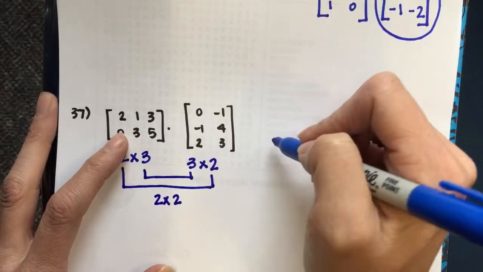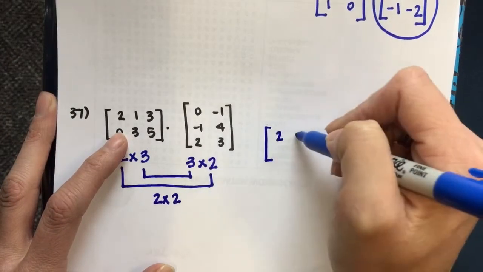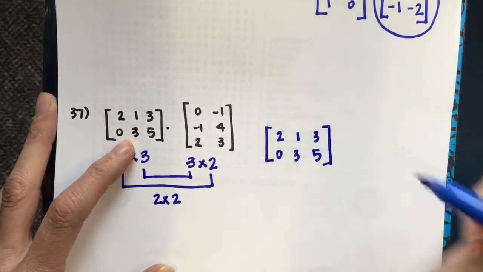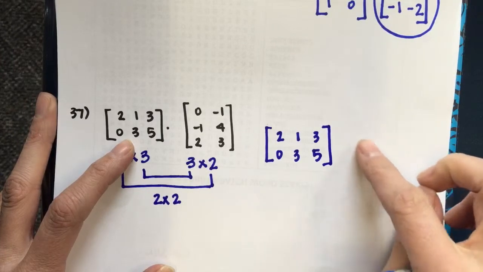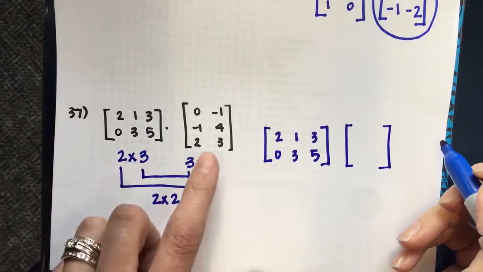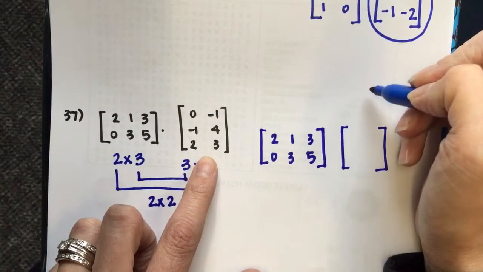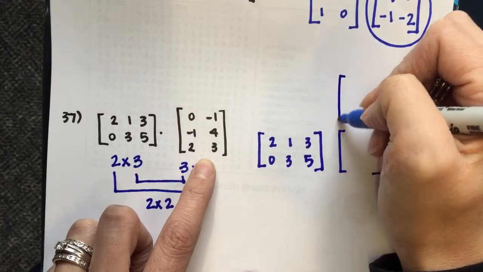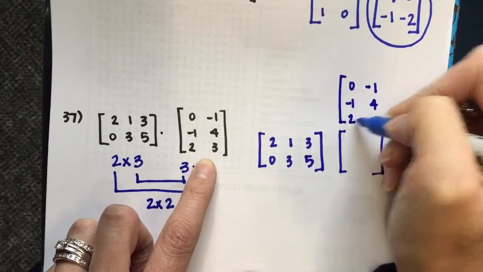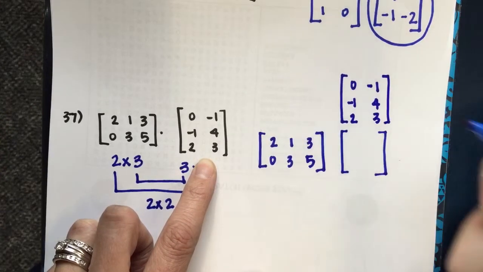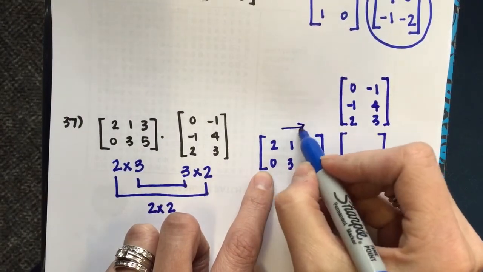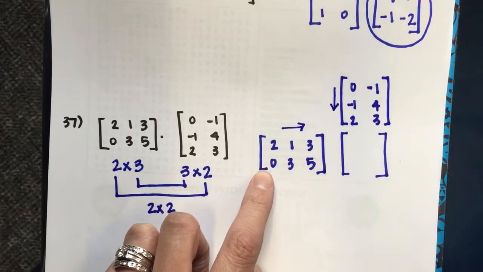So when we set them up, this one goes first. My answer matrix is going to go right here. That's a 2 by 2. And then the second matrix that I'm multiplying actually goes above my answer. And this will help you when you line it up. Remember, everything's rows by columns. So I'm going to multiply across these rows and down these columns.